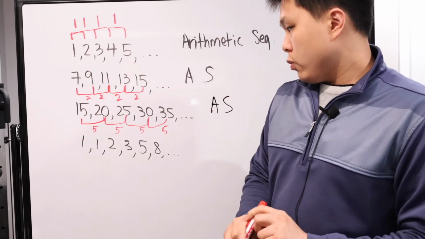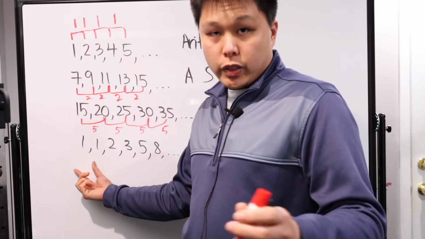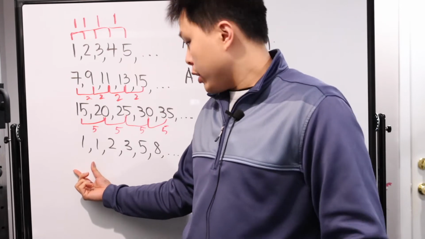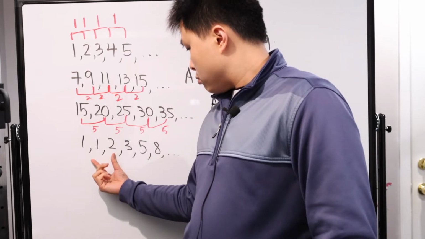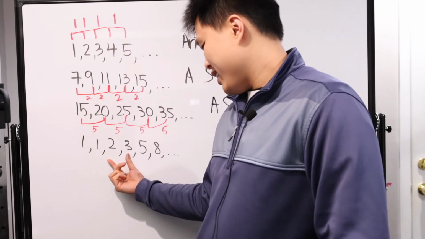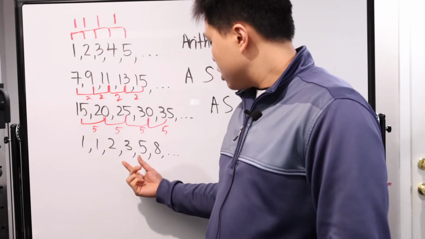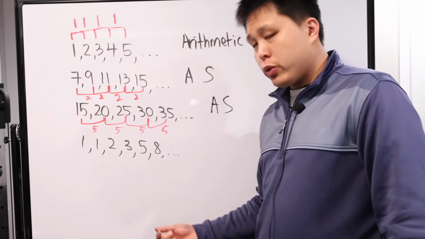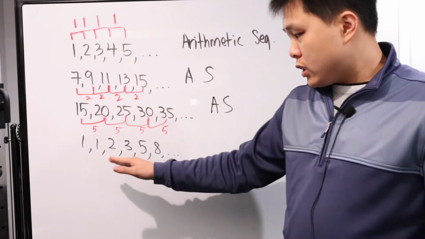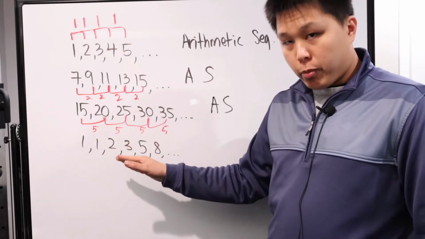This one, the difference between these two, 0. Okay, so if it's an arithmetic sequence, it should always be the same, right? Difference between these two, 1. Difference between these two, 1. Okay, difference between these two, was that 2? The difference between these two is 3, so on and so forth. So even though this is a sequence, clearly there's no common difference. So this is not an arithmetic sequence.